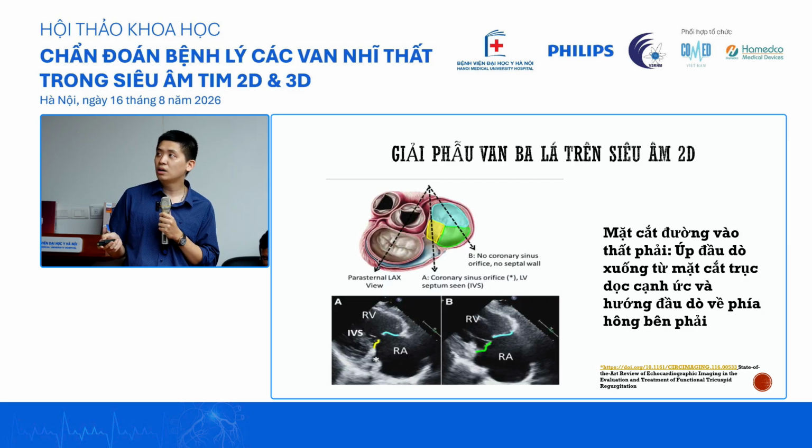For the tricuspid on 2D echo, you have a few views. This one is the RV inflow from the parasternal long axis. You want to tilt the probe downward a little bit. If you see the coronary sinus here, this one is the anterior leaflet. If you see also the coronary sinus, usually you are cutting the septal leaflet. And if you don't see the coronary sinus, usually you are looking at the posterior one.